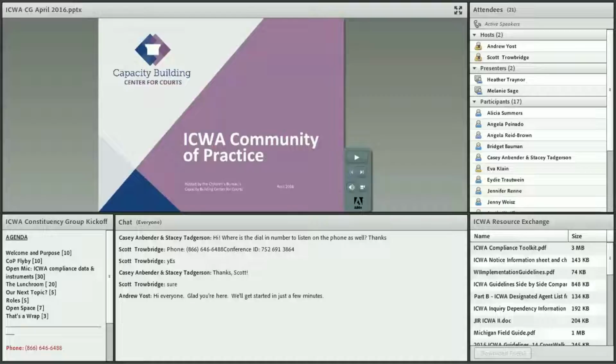We have a jam-packed session today, which should be a lot of fun. Our creators from North Dakota, Heather Trainer and Melanie Sage from the University of North Dakota, are going to be providing us with some material around ICWA compliance data and instruments, which is the topic that we'll cover today.